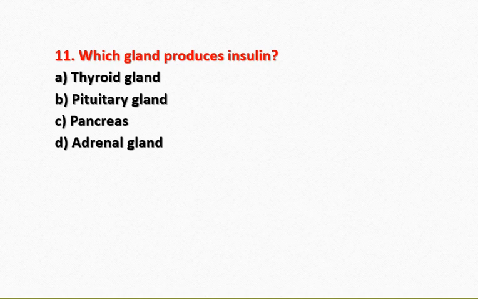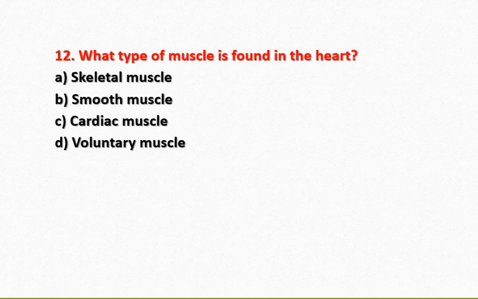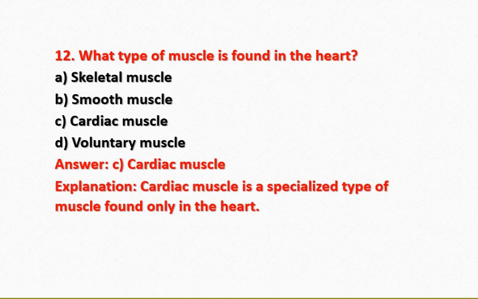Which gland produces insulin? Correct answer is option C, pancreas. What type of muscle is found in the heart? Correct answer is option C, cardiac muscle.